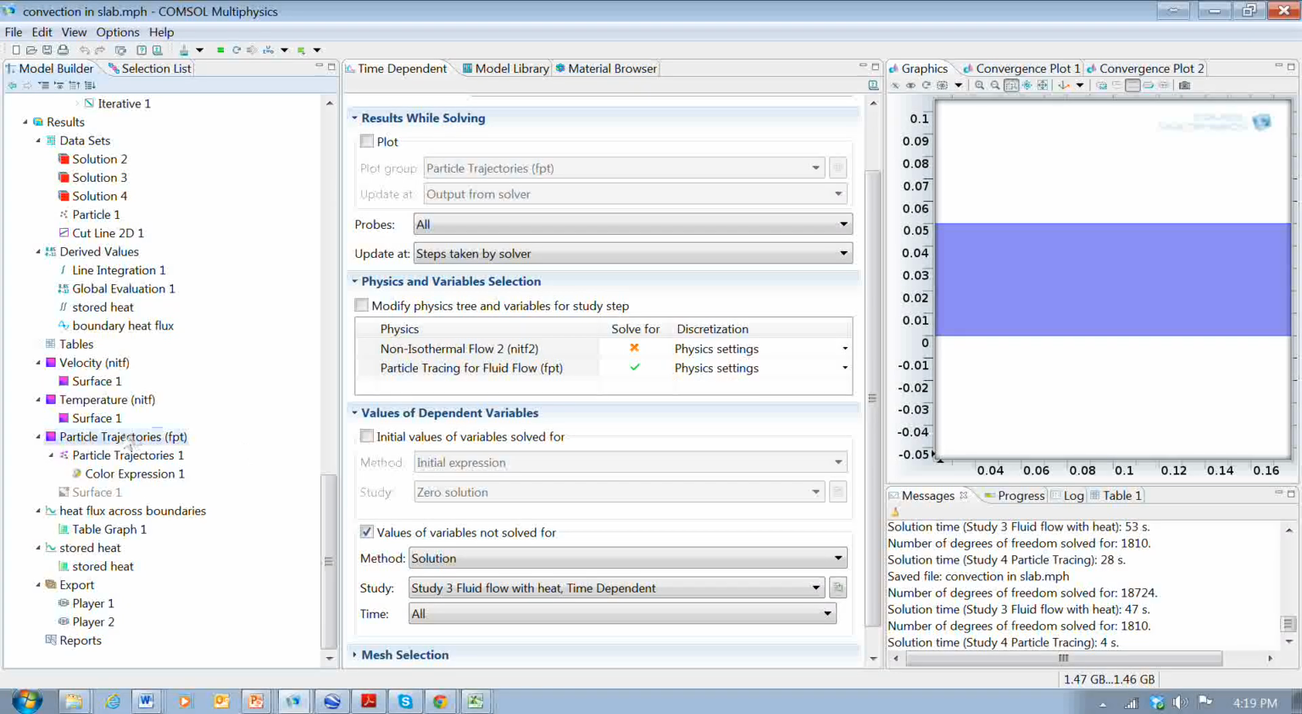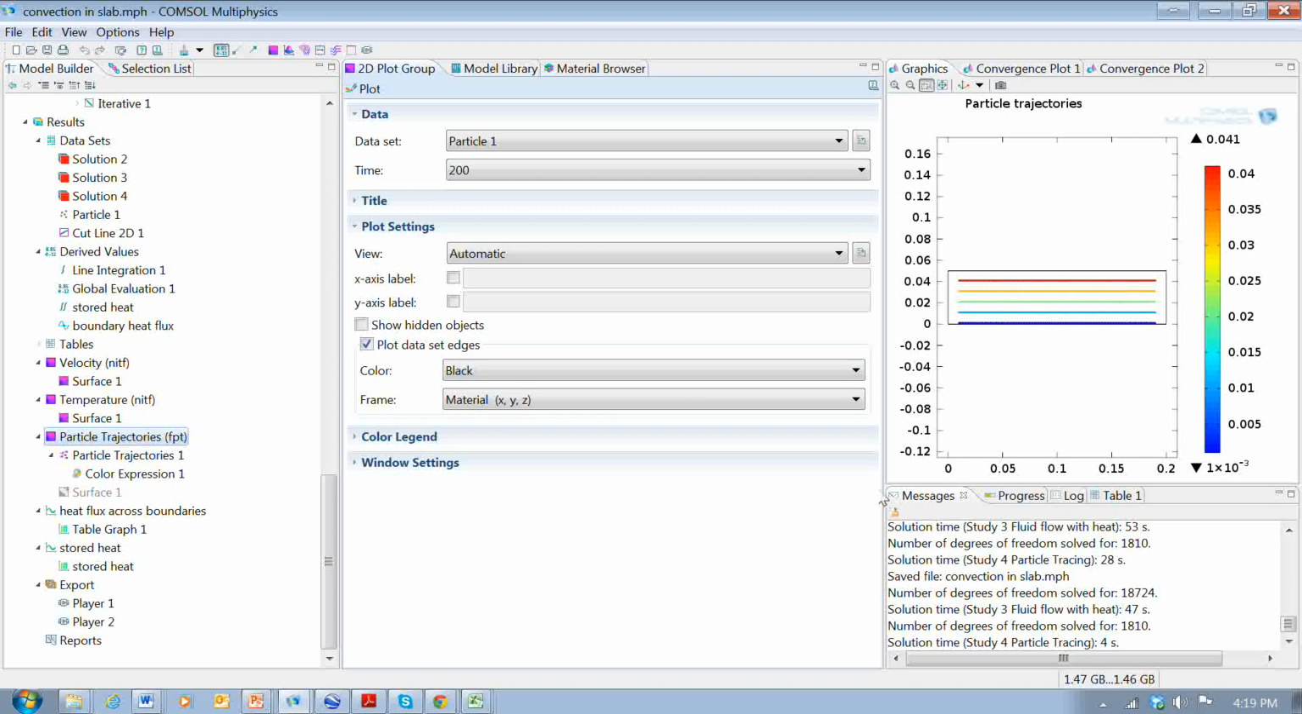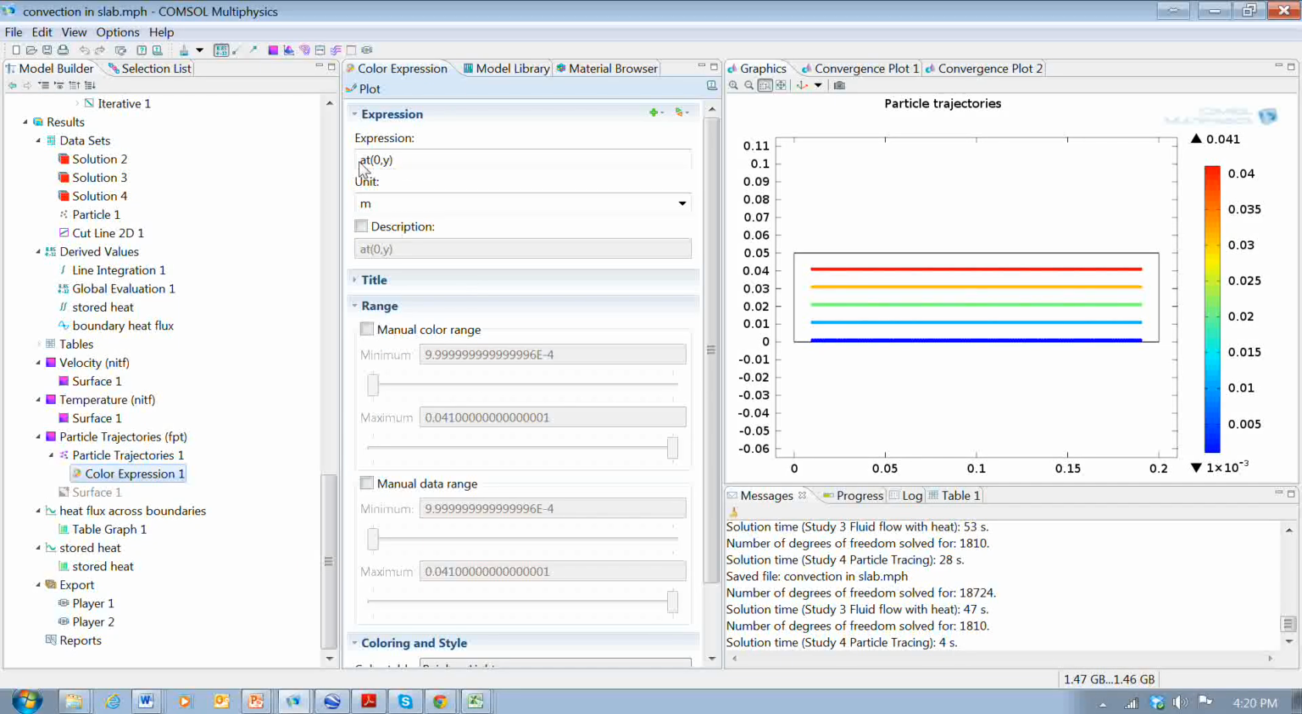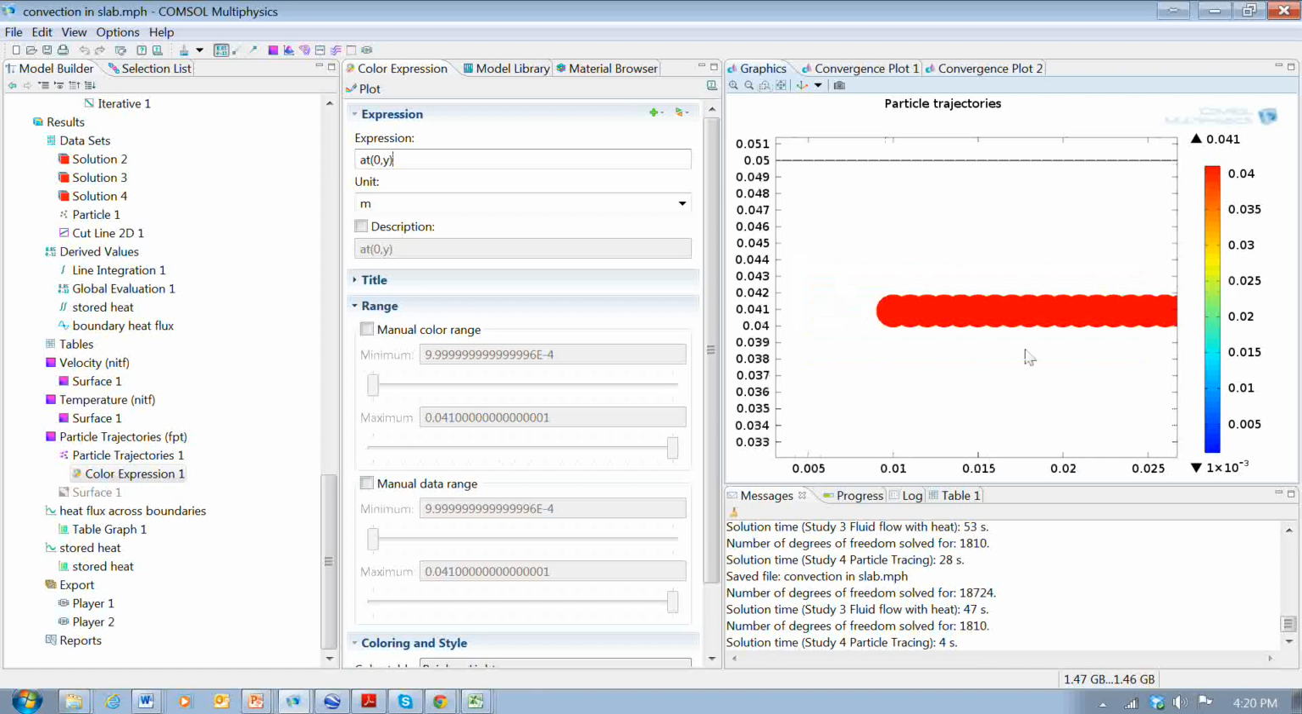Okay, so I just ran those particle trajectories, and here they are. The way I set this up, the display is set up so that the color, I use this expression here, where, see where it says color expression, is the y coordinate at time equals 0. That's what that expression means. And so these are the particles, and if I zoom in, I can see there are a bunch of them side by side.